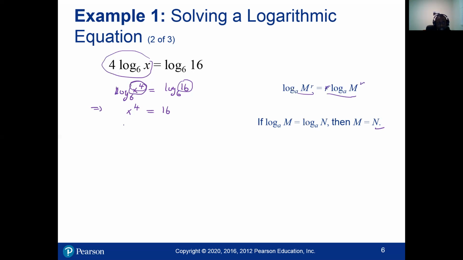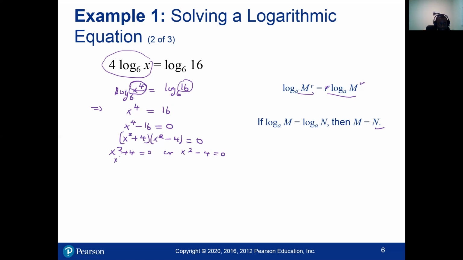All right, so then let's bring this to the other side. We have x to the 4 minus 16 equal to 0. This is a difference of two squares, so we have x squared plus 4 times x squared minus 4 equal to 0. So if you set each factor to 0, you have x squared plus 4 equal to 0, or x squared minus 4 equal to 0.